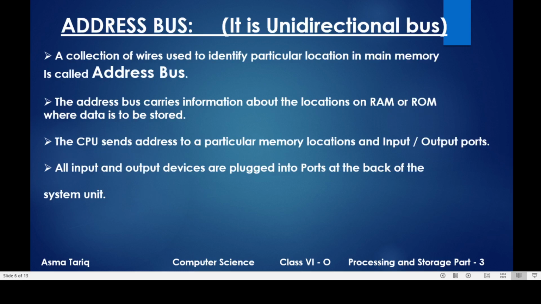The address bus is a unidirectional bus, a collection of wires used to identify a particular location in main memory. The address bus carries information about the locations in RAM or ROM where data is to be stored. The CPU sends addresses to a particular memory location and input-output ports. All input and output devices are plugged into ports at the back of the system unit.